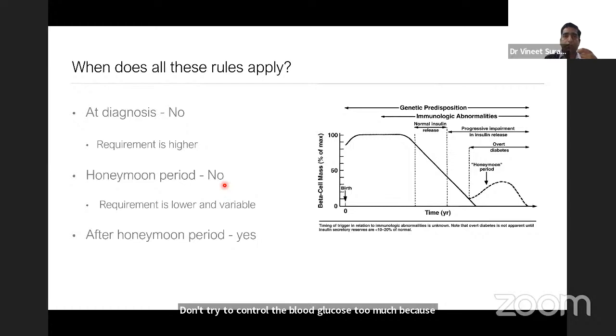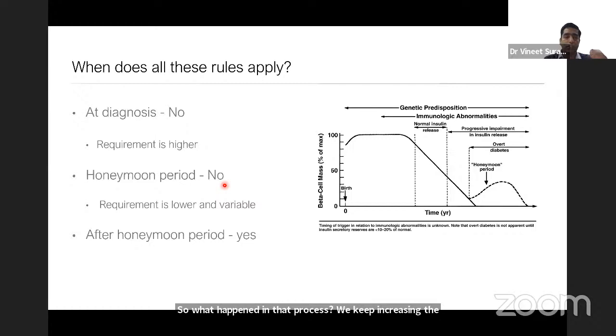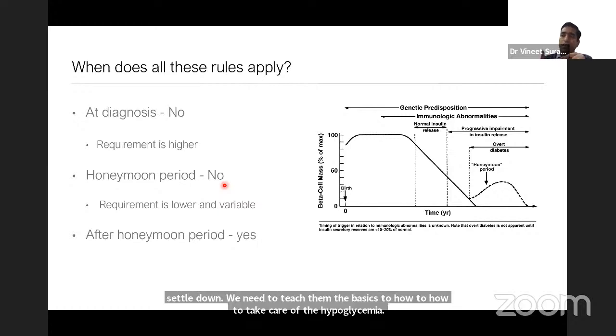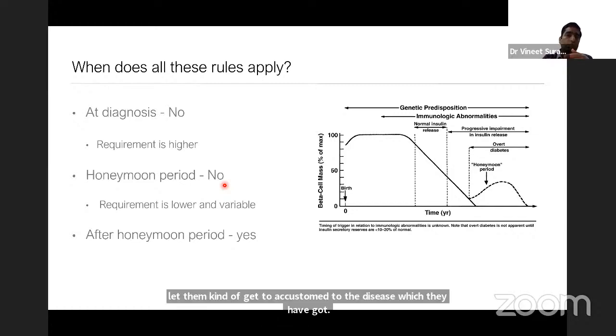So what happens in that process? We keep increasing the dose. Oh, still it is 300, it is 400, it is 250, it is 200, and we are not able to achieve normal blood glucose control in the next 2-3 days. That's not possible actually. We need to discharge the child, send them home, let them settle down. We need to teach them the basics of how to take care of hypoglycemia, what food to eat, what not to eat, and let them get accustomed to the disease which they have got. Call them in 2-3 weeks.